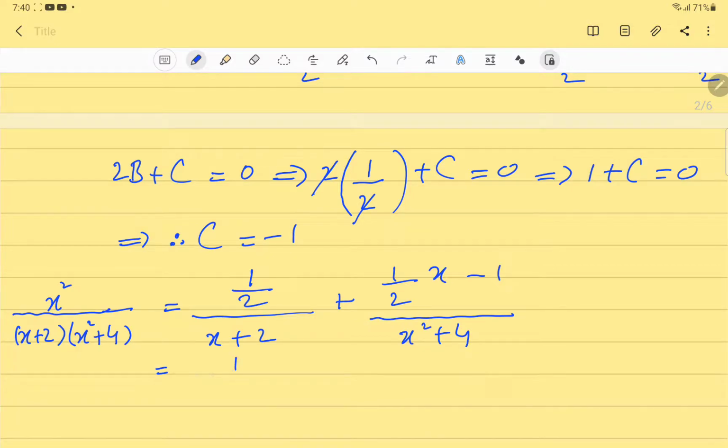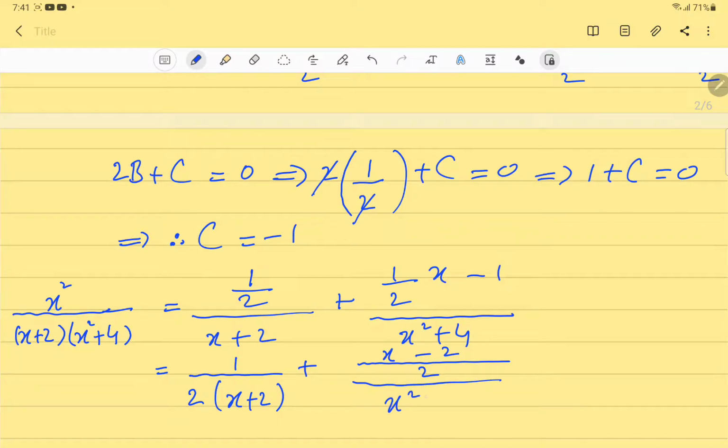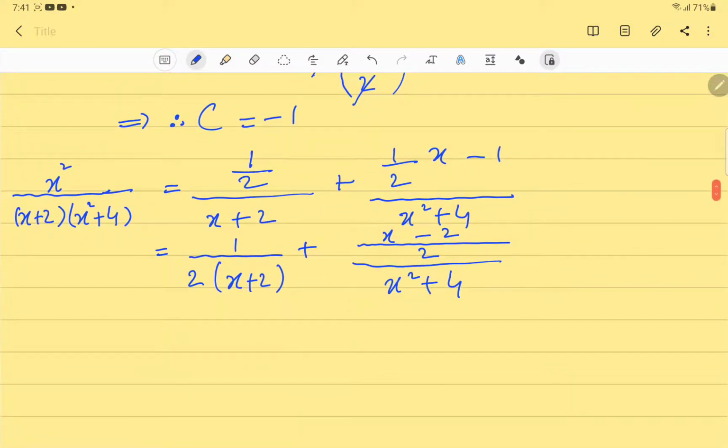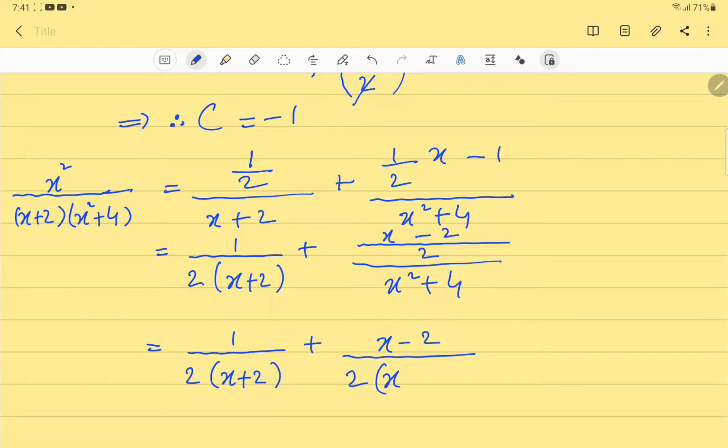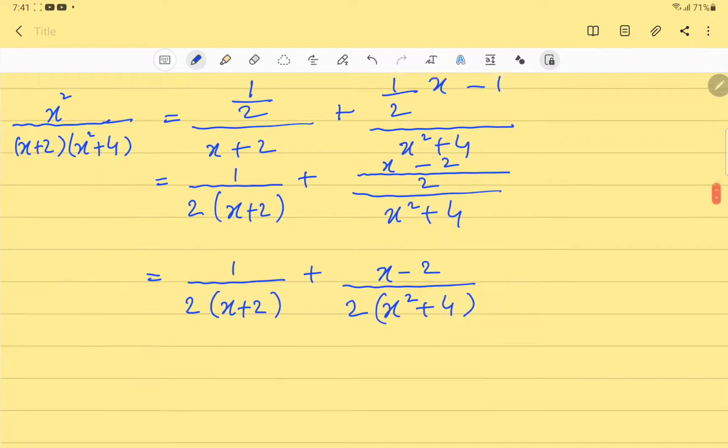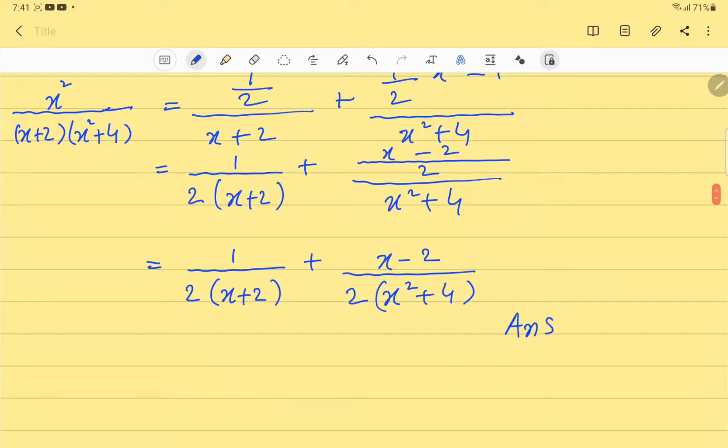This will become 1 over 2 into x plus 2 plus, here we will take the LCM 2, so x minus 2 over x squared plus 4. So 1 over 2 into x plus 2 plus x minus 2 into 2 over 2 into x squared plus 4, and this is the answer of our question. Now we move on to our third question.